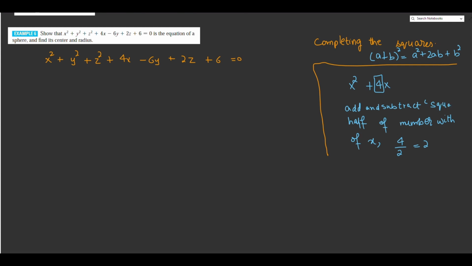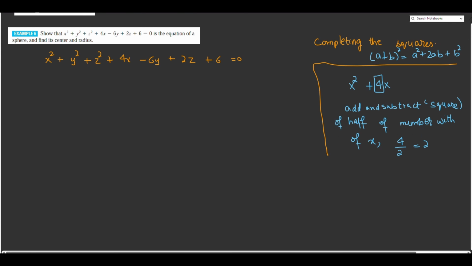You also have to take the square of the half of the number with the x, because look at this term here, we have the b square. So you can add here 2 square. Since we are adding 2 square, the next thing you have to do is also subtract the same number in order to balance the equation.